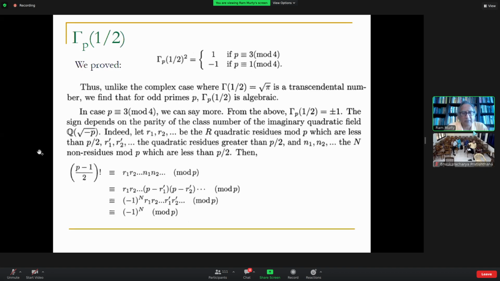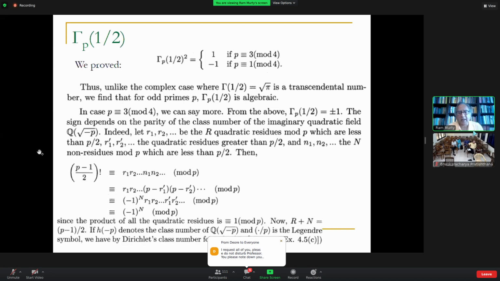Therefore, p minus 1 over 2 factorial is congruent to minus 1 to the power n, where n is the number of non-residues which are less than p over 2. So this is the subtle idea. And now the sum of the residues less than p over 2 and the number of non-residues less than p over 2 is the total number p minus 1 over 2. And if h of minus p is the class number, then now it goes back to Umesh's question. Exactly how do we determine this class number?